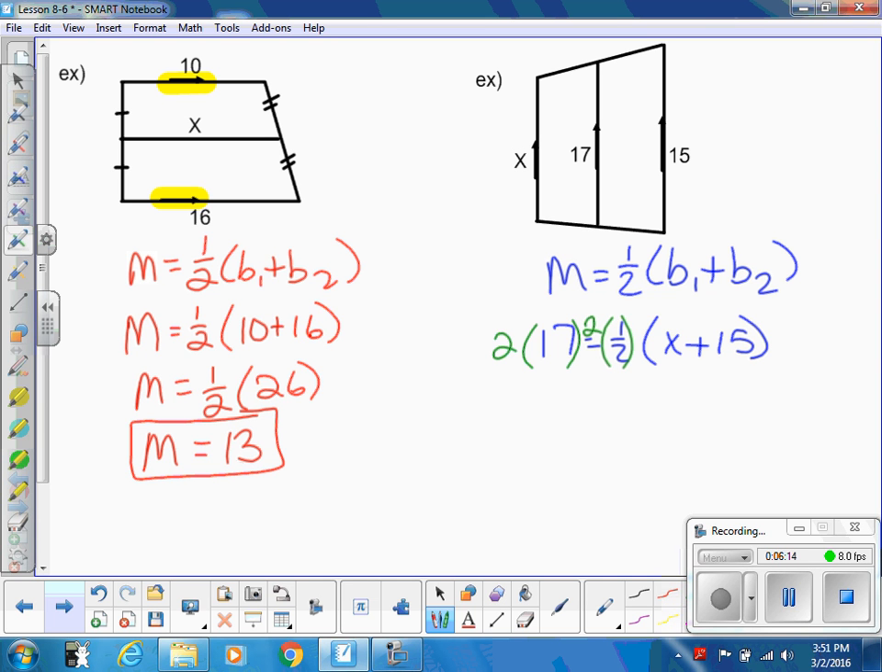And as long as I do it to both sides of the equation, I'm good to go. So this 2 will cancel this half. I'm left with x plus 15. 2 times the 17 is going to give me 34. Now I can subtract the 15 over, and I get x is 19.